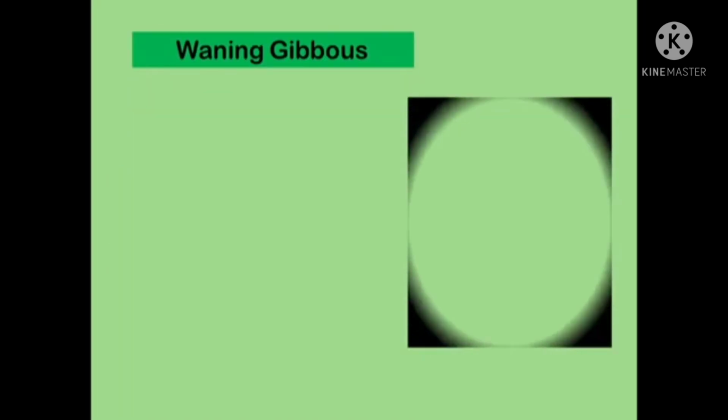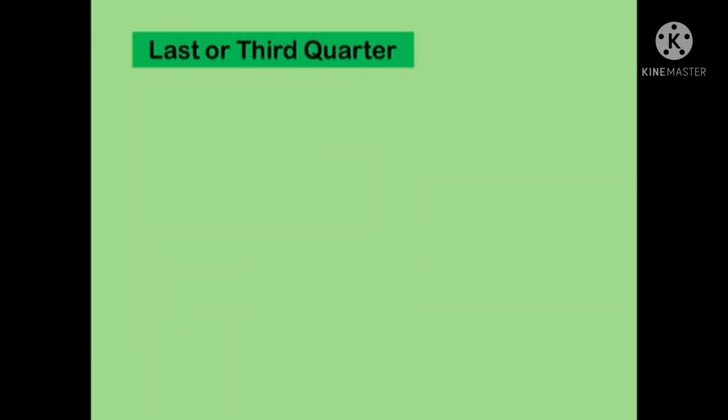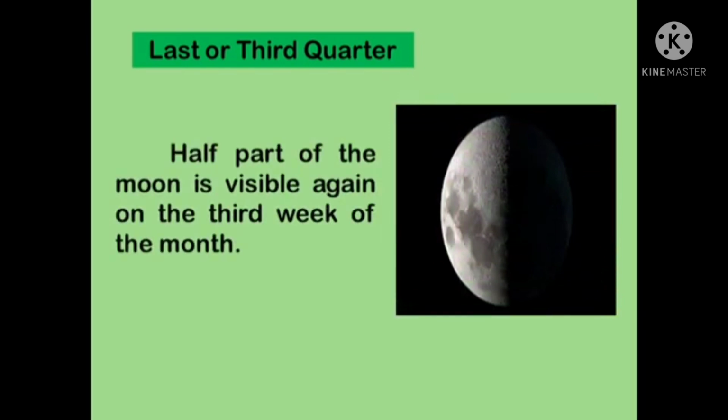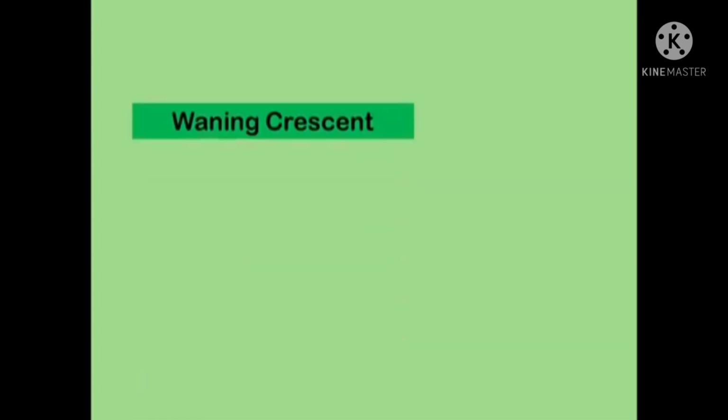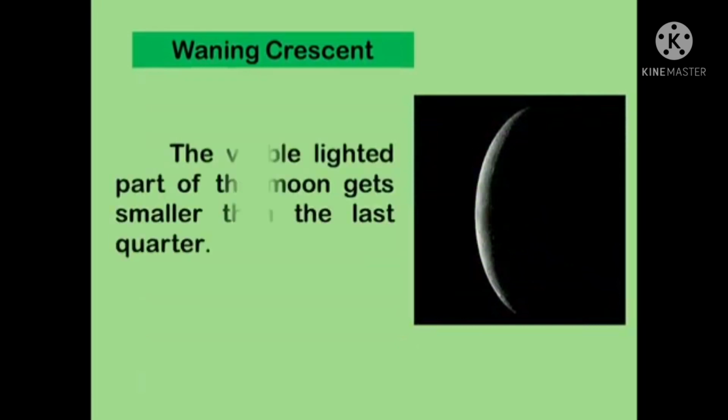Waning gibbous. The lighted part of the moon gets smaller, which is less than the full moon. Last or third quarter. Half of the moon is visible again on the third week of the month. Waning crescent. The visible lighted part of the moon gets smaller than the last quarter.